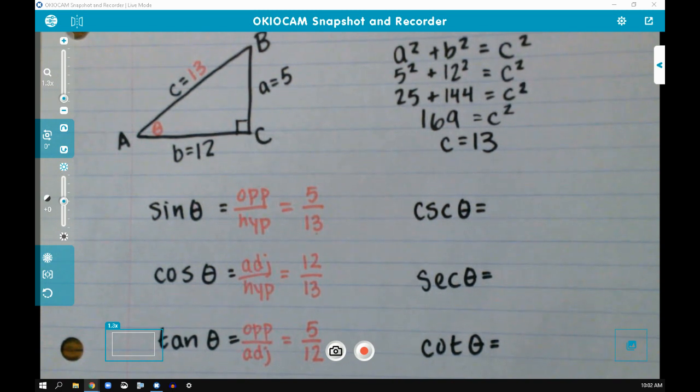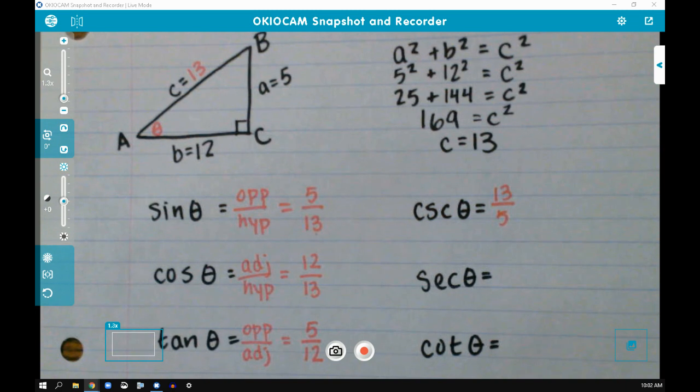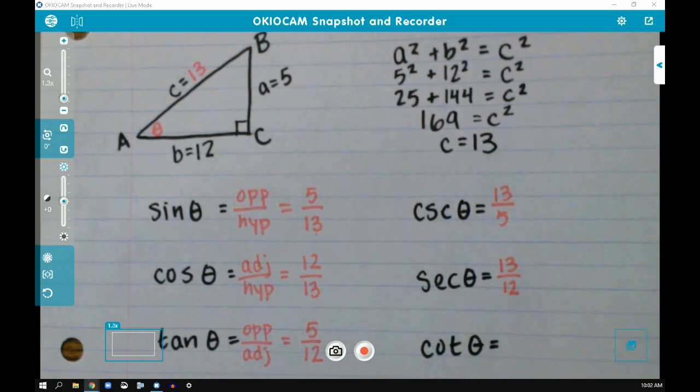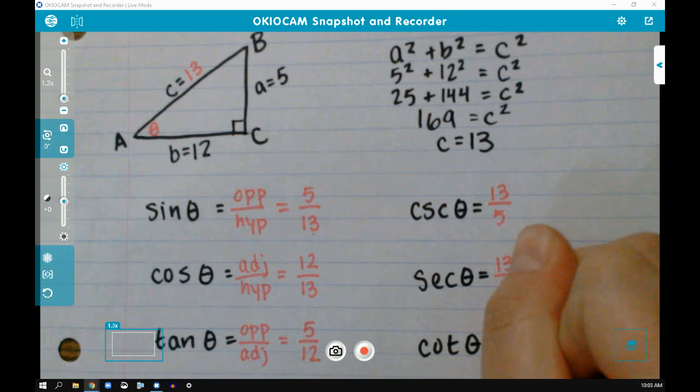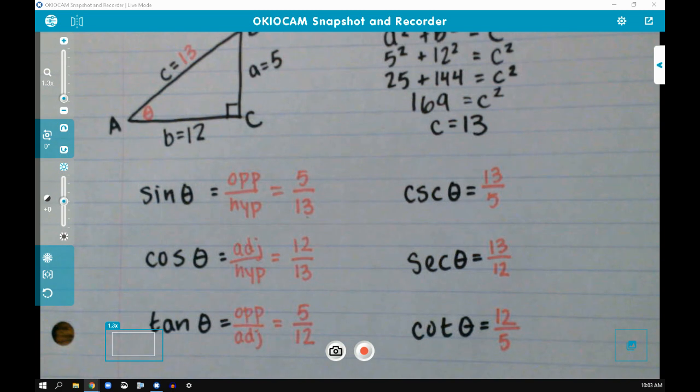Cosecant is the reciprocal of sine. So your cosecant is 13 over 5. Secant is the reciprocal of cosine. So your secant is 13 over 12. Cotangent is the reciprocal of tangent. So your cotangent is 12 over 5. And that's it for those last three. Once you've done sine, cosine, and tangent, you just have to know who to flip.